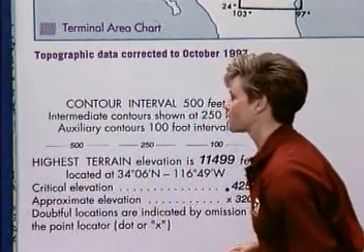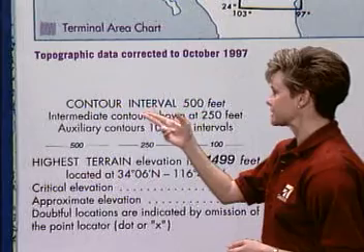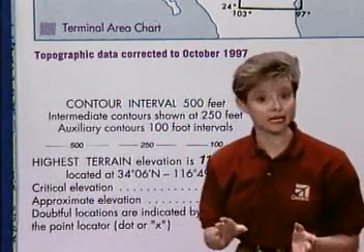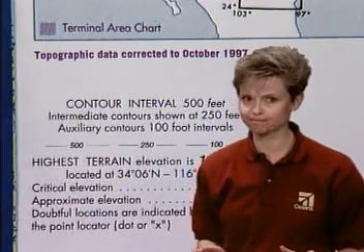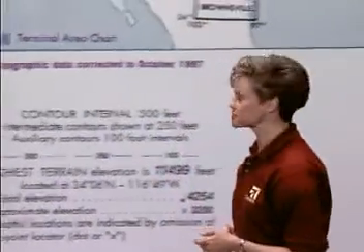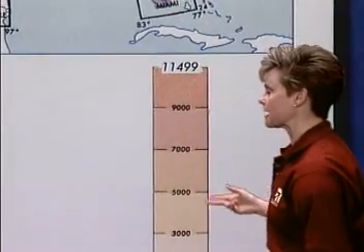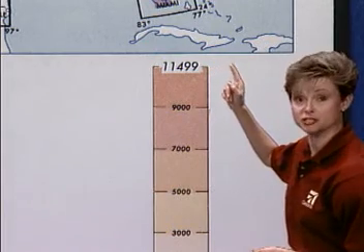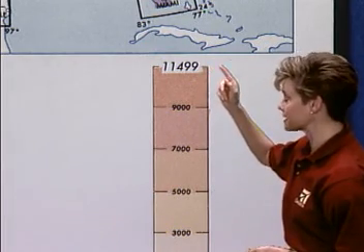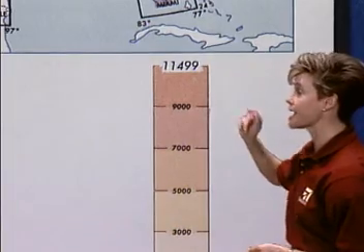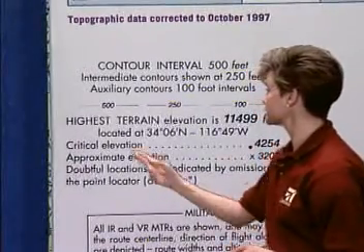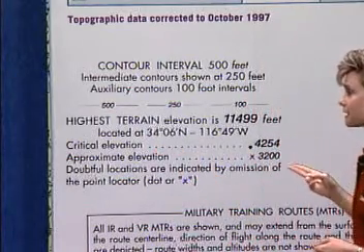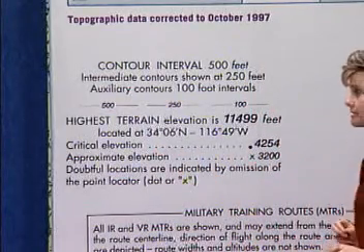On each chart, there could also be intermediate and auxiliary contours at various intervals, but these are only used when the elevation changes very gradually. To help identify contours, the charts are color-coded for different altitudes. And notice, here is the highest elevation for this chart. You can see that it's 11,499 feet, and they give the coordinates for that point right here. And critical and approximate elevation of terrain features are shown like this.